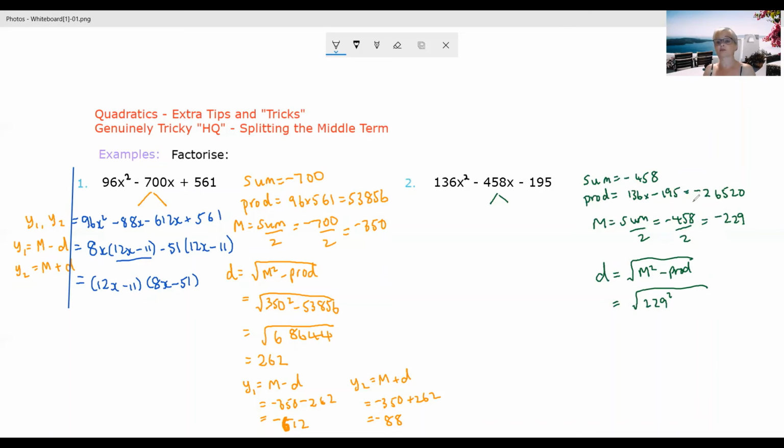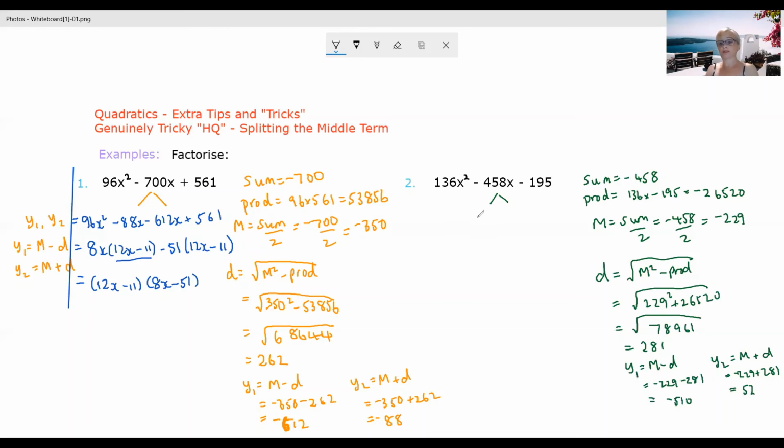Now, in this case, if we're subtracting a negative, we're going to be adding something. So 26520. When we do that, we're going to get the square root of 78961, which of course is 281. So our first solution Y1 is M minus D, which is negative 229 minus 281, which is negative 510. And our second solution will be M plus D, which is negative 229 plus 281, which comes to 52.